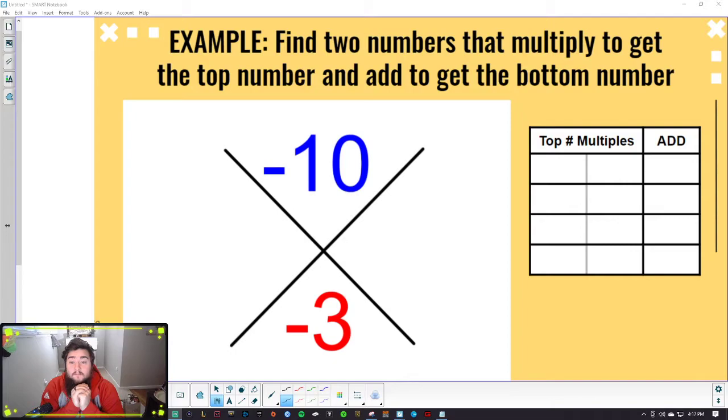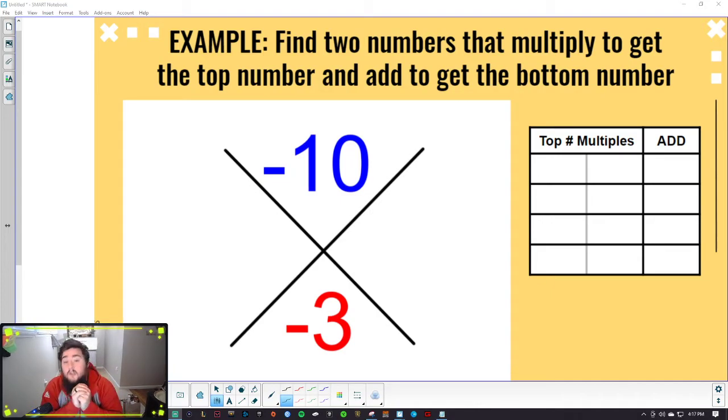Let's go over it. In this example, we are going to be finding two numbers that will multiply together to get us that blue -10. Those same two numbers also have to add together to get the bottom red number, -3. So we're looking for two numbers that multiply to give us -10, and they add up to -3.